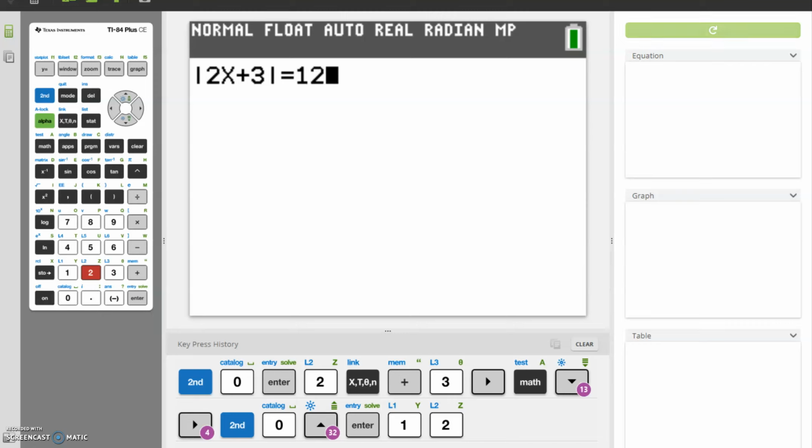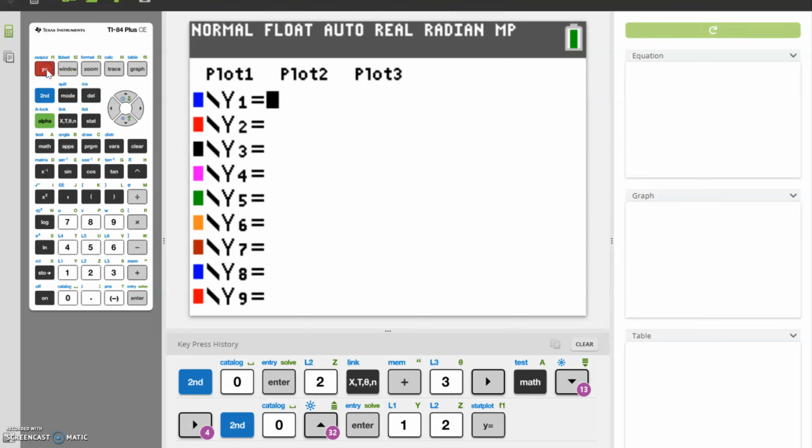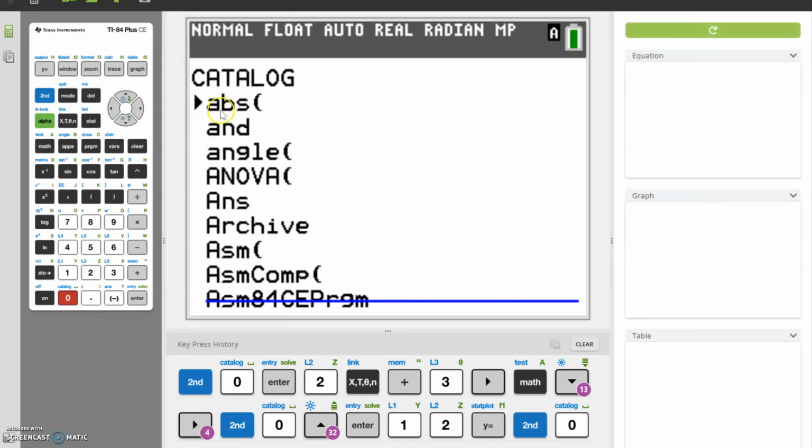So in order to do that, we are going to want to go to our y equals screen. And then we're going to take that equation that I gave you and break it into two pieces. So one piece is going to be your absolute value. To get your absolute value, I would say the quickest way to do that would be to press the second key and then go down to catalog, which is found on the 0 key. And the first option that you see here, ABS, is an abbreviation for absolute value.